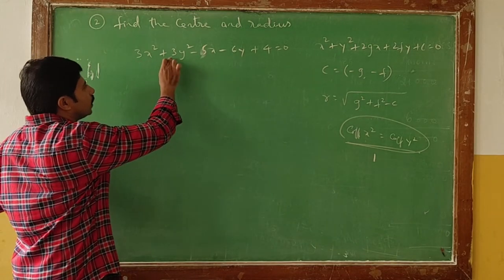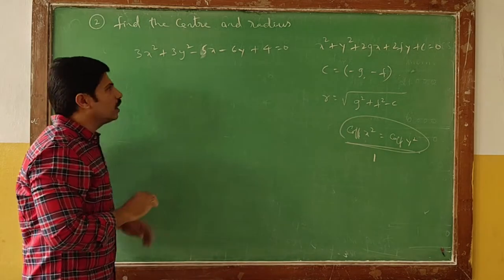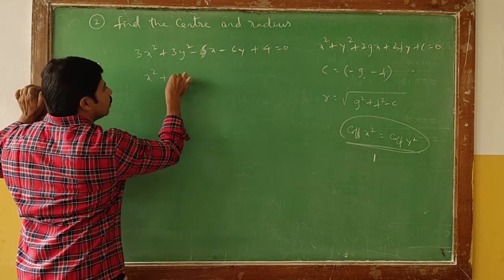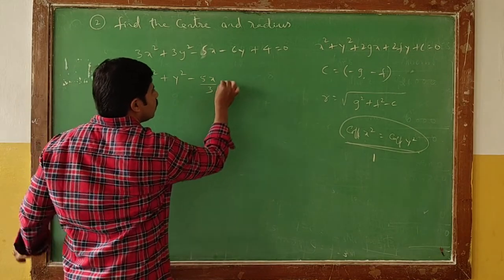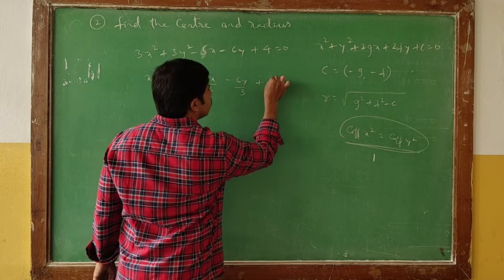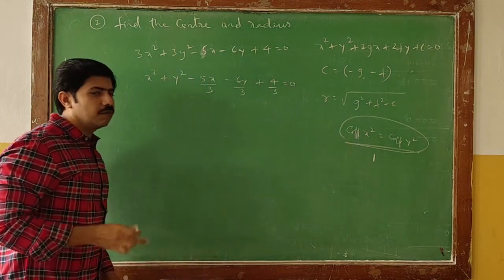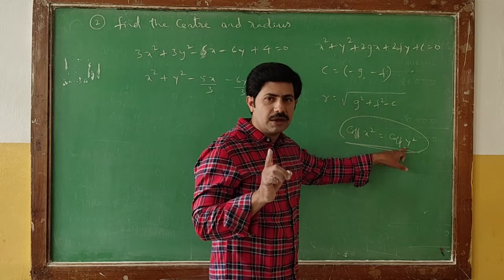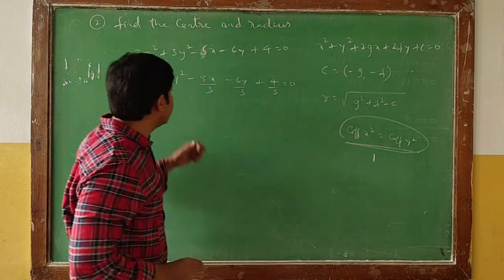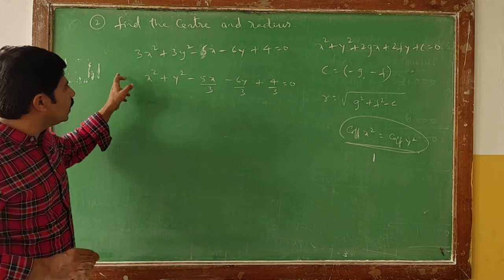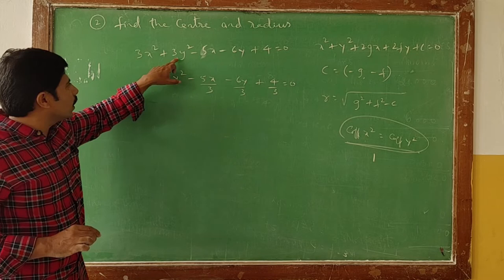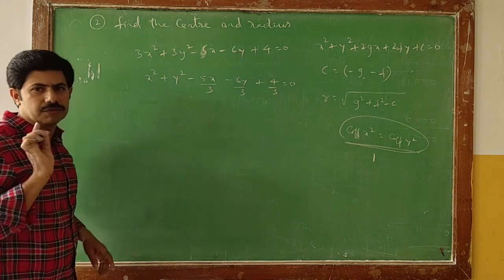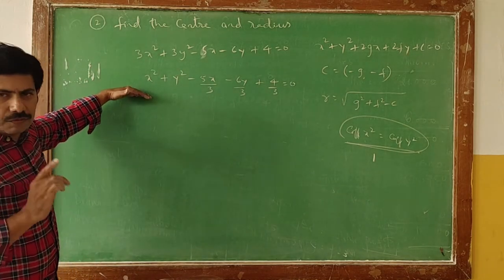So now, to make coefficient of x square and y square as unity, unity means 1, I will divide the complete equation by 3. So if I divide by 3, x square plus y square minus 5x by 3 minus 6y by 3 plus 4 by 3 is equal to 0. Why do I have to divide by 3? In order to solve the problem, coefficient of x square and y square must be equal and it should be 1. Here it is not 1, it is 3. To make it unity, we divide the complete equation by the coefficient of x square and y square. Always these two will be the same in circles. So whenever you are doing the problem, check the coefficient of x square and y square. It should always be 1. If it is not 1, you have to make it 1 and then solve the problem.